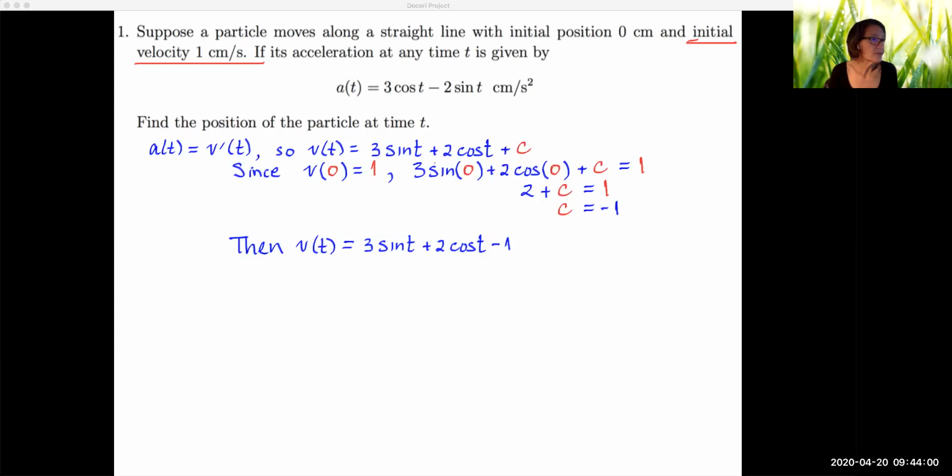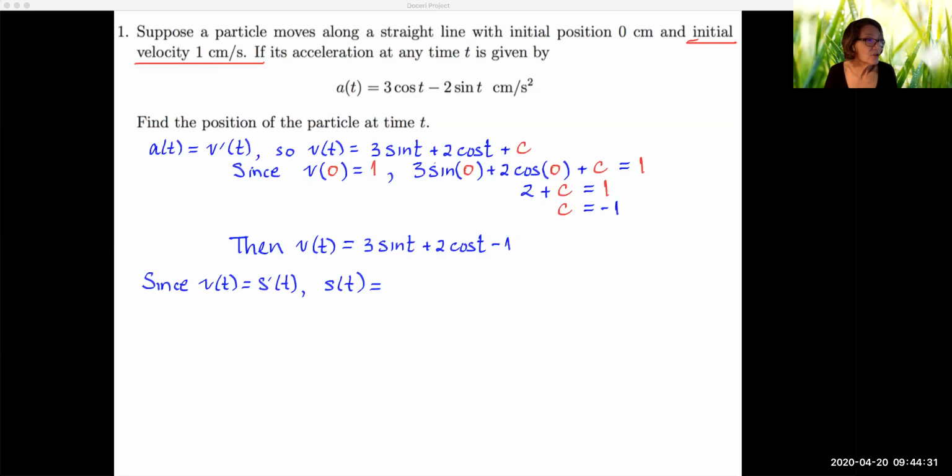So that is just the velocity. We still haven't found the position function. Since the velocity is the first derivative of the position, we can find a general antiderivative for the position function. So let's anti-differentiate that v of t that we found.